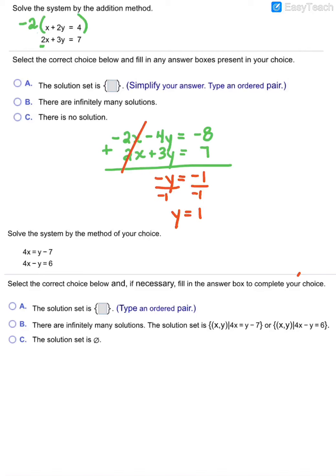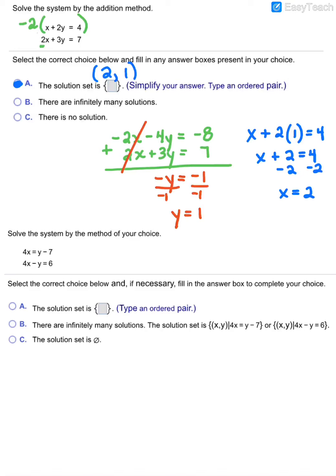So this has a solution. We need to also find our x value. So we're going to take that y value, plug it into either of the two equations. So I'll just take the top one. x plus 2 times my y value of 1 has to equal 4. And then solve for x. So if x plus 2 is equal to 4, and I subtract 2 on both sides, then my x value is 2. So I would say the solution set in this case is (2, 1).